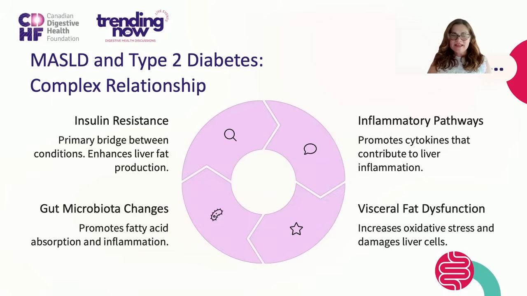The reason? Insulin resistance is the major connection between them. It causes the liver to make and store more fat, which contributes to liver damage. Other factors add to the problem. Inflammation driven by signals called cytokines harms the liver cells. Visceral fat, so fat accumulating around the belly, produces oxidative stress that damages the liver. And changes in the gut microbiome, the community of bacteria in our intestines, can increase fat absorption and trigger inflammation.